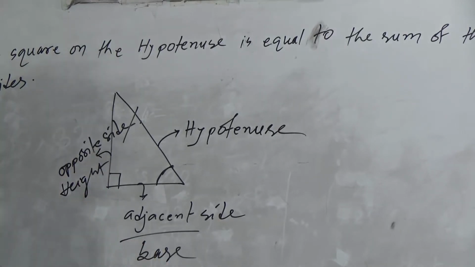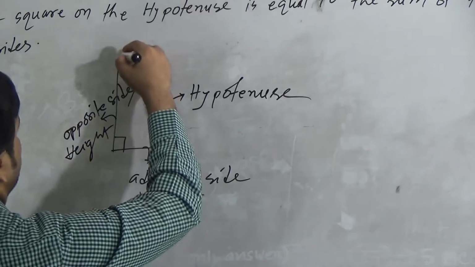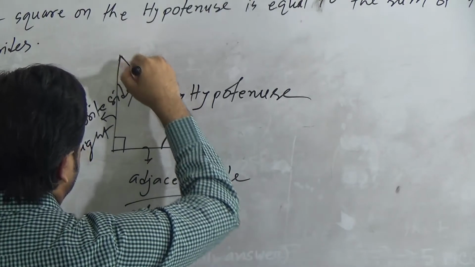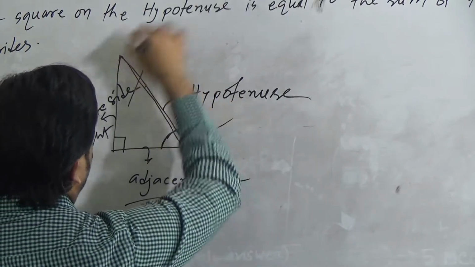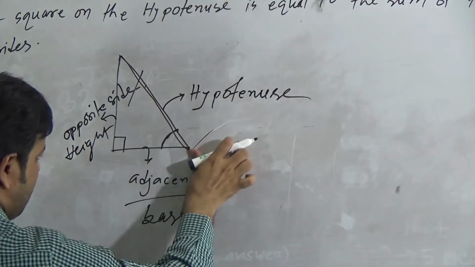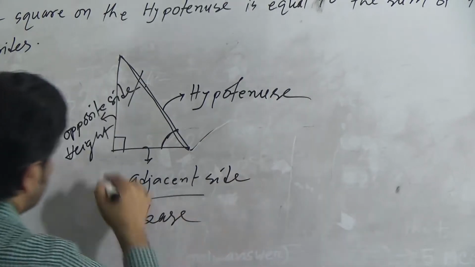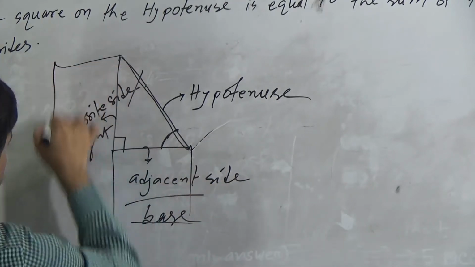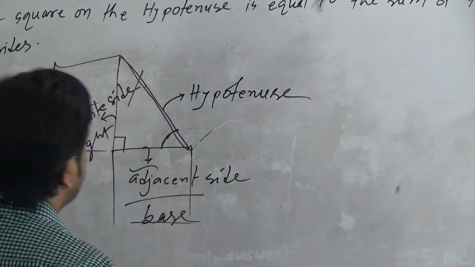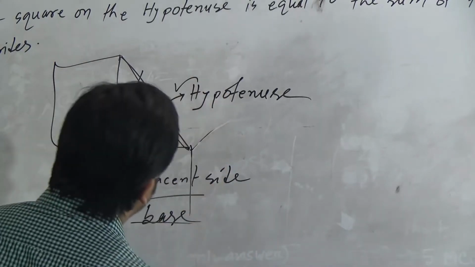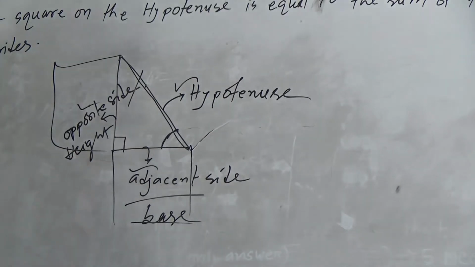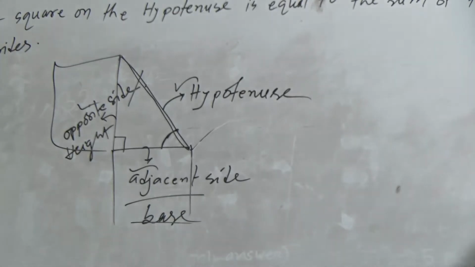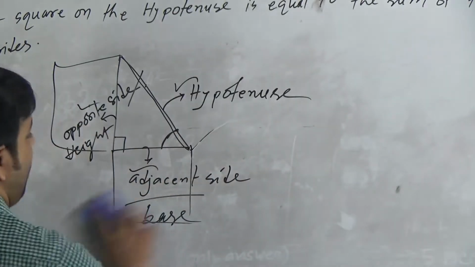The Theorem of Pythagoras means if we draw a square on this hypotenuse, the area of the square will be equal to the sum of the area of the squares drawn on other two sides. So sum of these two areas will be equal to the area of the square drawn on hypotenuse. Okay dear students, this is the Theorem of Pythagoras. Now I'll show you how can we prove.